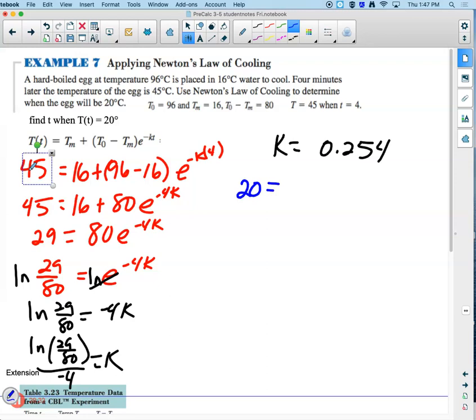And as we go back through this again, we realize the rest of this is going to be the same, except this time I know what K is and I don't know what T is. So 16 plus 80 e to the negative 0.254 T. So the 20 changed. The rest of it stayed the same. You still have that 16 degree water to cool, and we still have the temperature of 96 to start with.